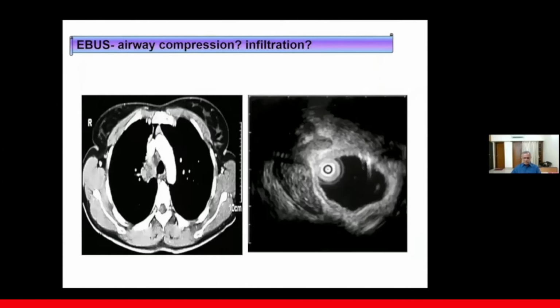This is again to tell you if it's airway compression or infiltration, you can identify. This is the CT scan, which tells you whether the airway lumen is involved quite well. But if you look at the EBUS, you can see very clearly that the airway is involved.